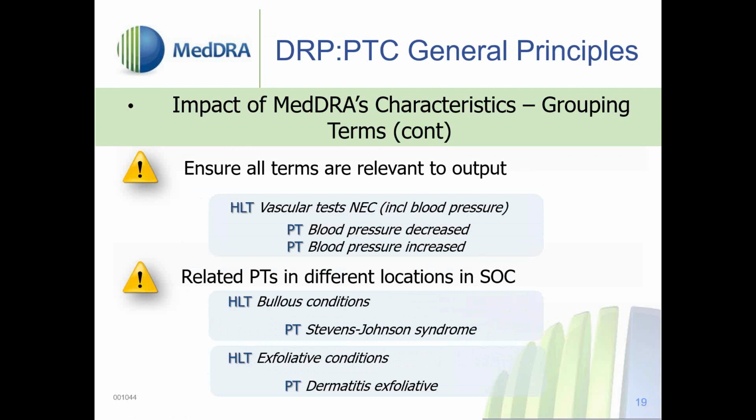So be careful when using grouping terms for your search not to make either one of these errors. In the first example, your search would be too broad and reveal a lot of irrelevant cases. And in the second example, you would be too narrow and you would have missed cases where Stevens-Johnson syndrome was reported as a serious exfoliative dermatitis.